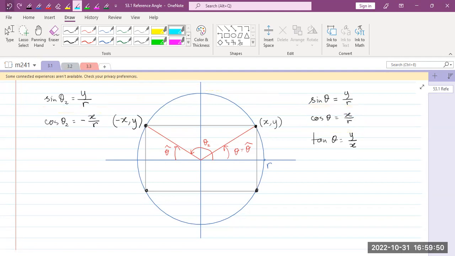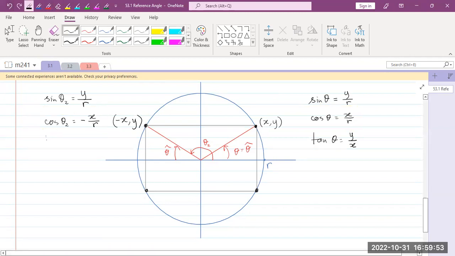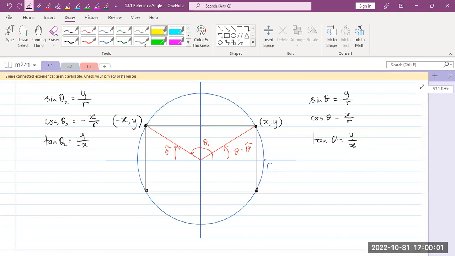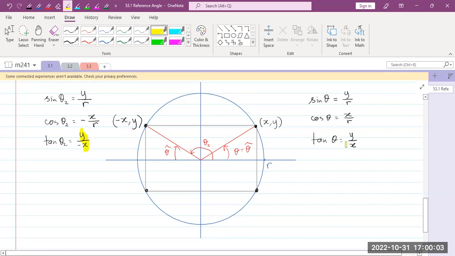Let's observe tangent. Tangent of theta 2 is y over negative x, right? Again, you see that the number is the same. But because theta 2 is in quadrant 2, the x component is negative, so tangent in quadrant 2 must be negative. Let's go on.